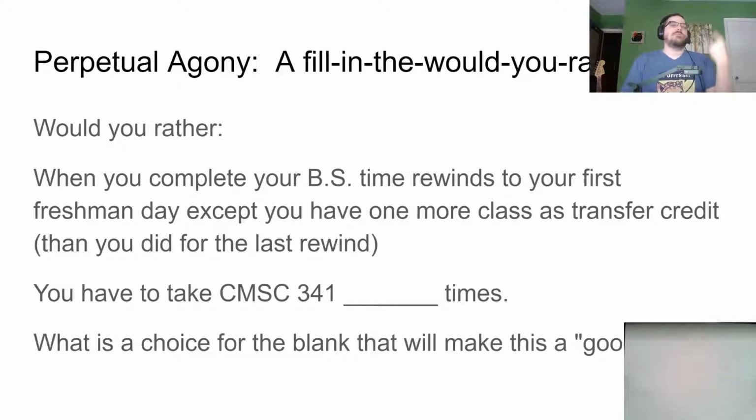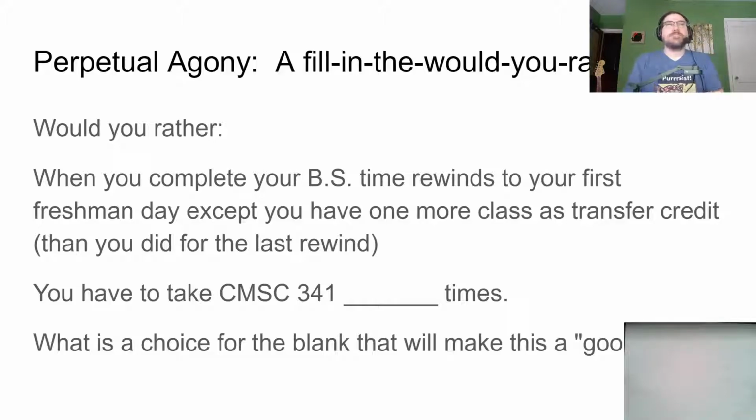Then time rewinds and you come in with one class transfer credit, like your English 100 or something. And then you do the whole thing again, and then time rewinds. It's like a really long Groundhog Day. It's Groundhog's College. And then you get there, and you have two classes, maybe English 100 and Physics 1 or something like that. Eventually time will rewind and you'll have all of your stuff transfer in, and you don't have to take it, and you just take one class. So your last semester is just one time. Or you have to take CMSC 341 X times, some amount of times.